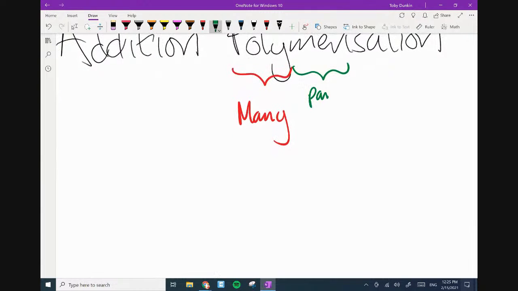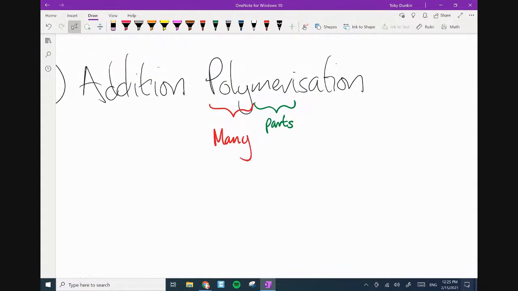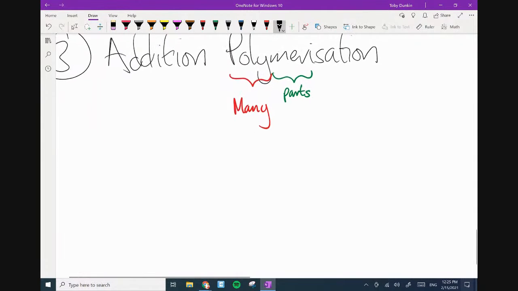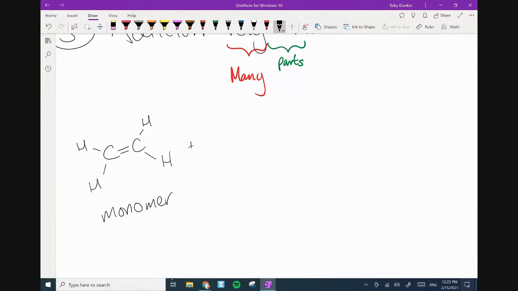The word mer means part. So in this case, polymer means many parts. Does anyone know what the opposite of poly is? Well done, correct. The opposite of poly is mono. So we can take ethene, and this is what we call the monomer. Mono, meaning one, and mer, part. So one part. We can take a monomer, let's take another one, another one part, and let's go for 3. Let's go all the way.